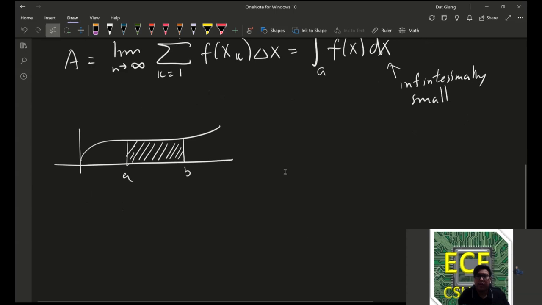In the next section, we're going to differentiate between the definite integral and the indefinite integral, and we will also explore some main rules for doing integration.